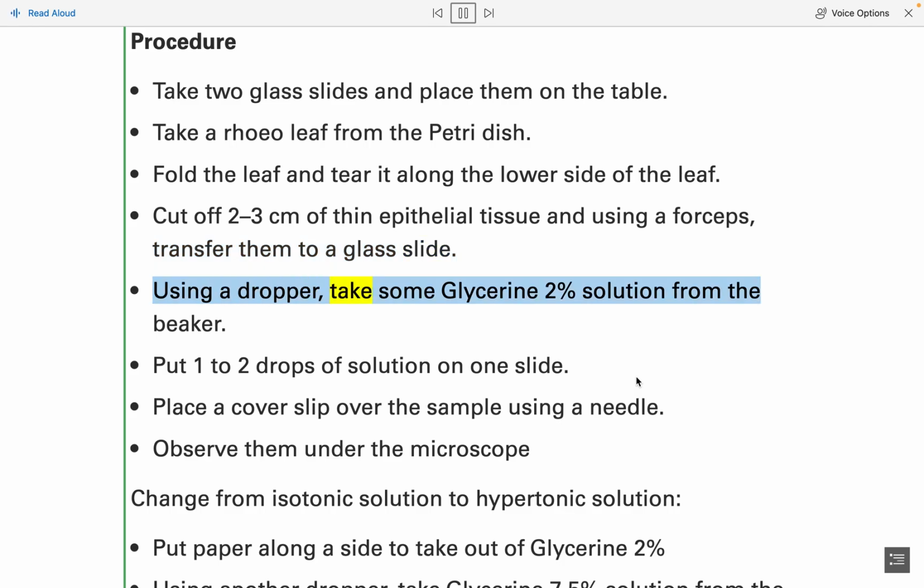Using a dropper, take some glycerin 2% solution from the beaker. Put 1 to 2 drops of solution on one slide. Place a cover slip over the sample using a needle. Observe them under the microscope. Change from isotonic solution to hypertonic solution. Put paper along a side to take out the glycerin 2%.